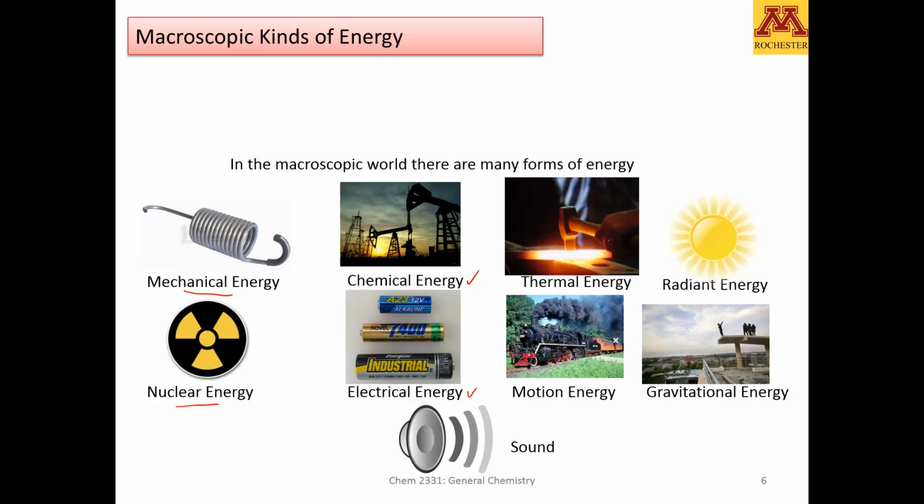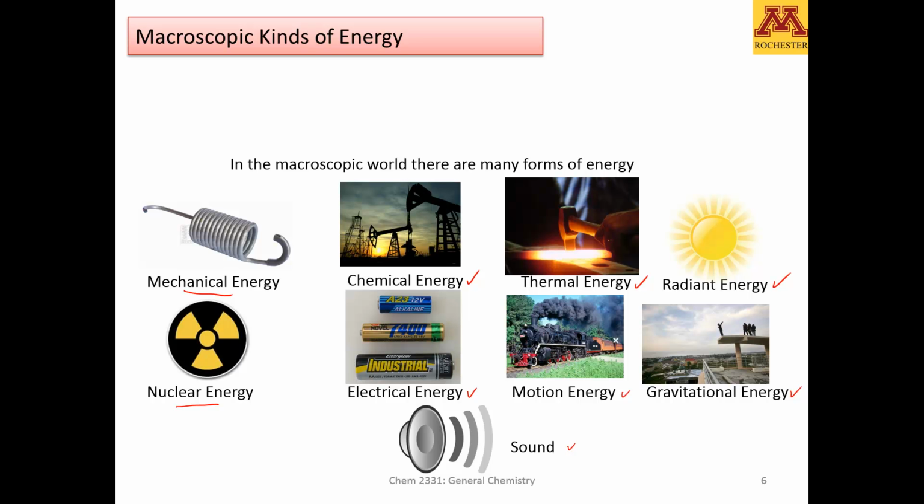Electric energy, probably your laptop or your computer where you're watching this may be running on batteries or just plugged into the electric. Thermal energy, if you have a heater running, or you can feel the heat, the warmth from the sun, etc. It's obvious that there is gravitational motion, sound. So in the macroscopic world, there is a very diverse set of forms of energy.